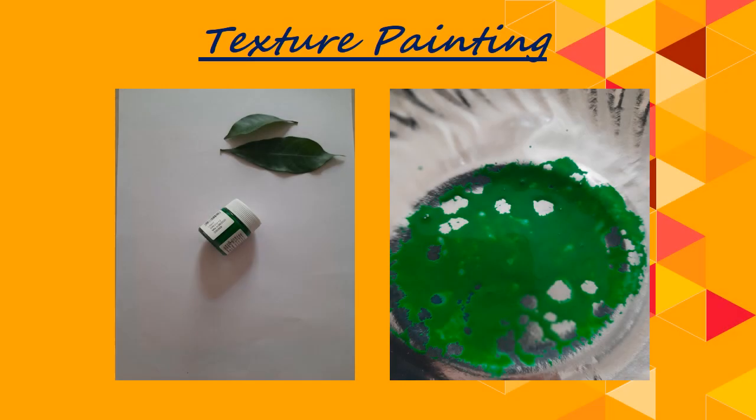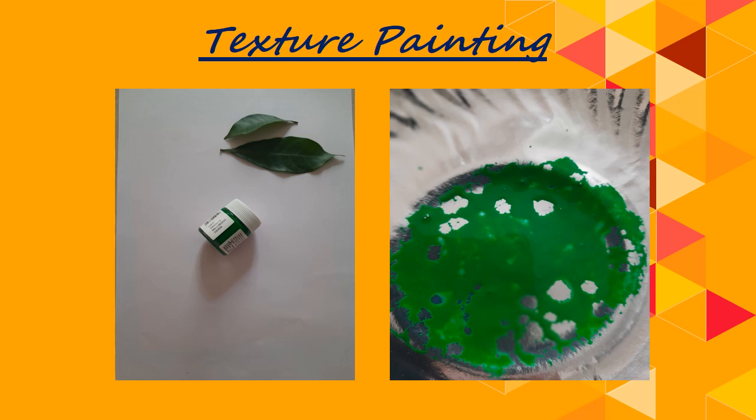Now we are going to move on to our activity, and the activity's name is texture painting. What we have to do here is take an A4 size sheet of paper, watercolor paint, and either a scrubber or a sandpaper or a leaf with veins texture on it. Next, the child needs to dip the scrubber or the sandpaper or leaf into the paint and make the imprints on paper.